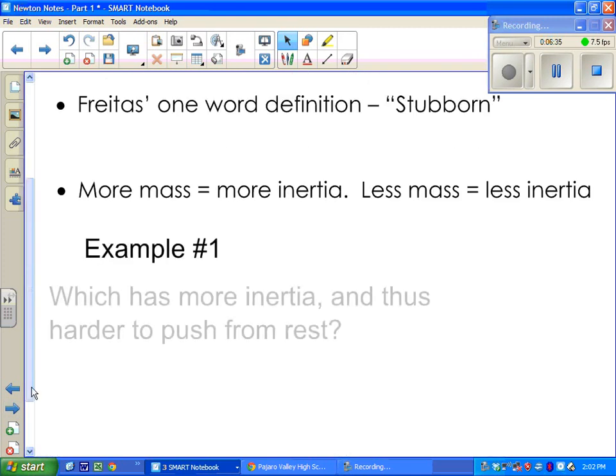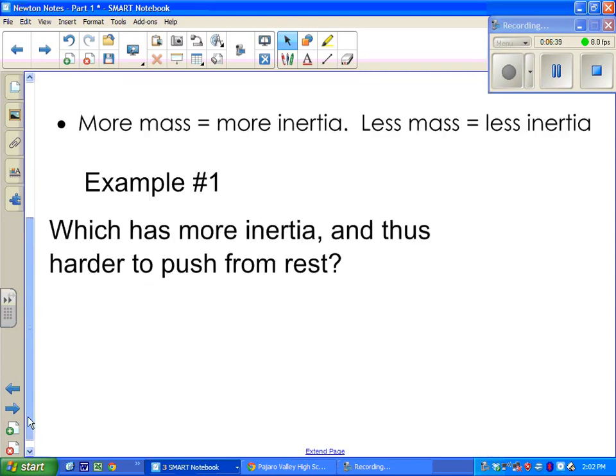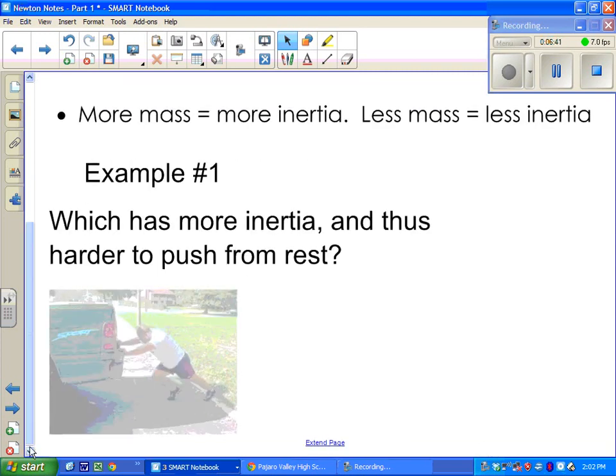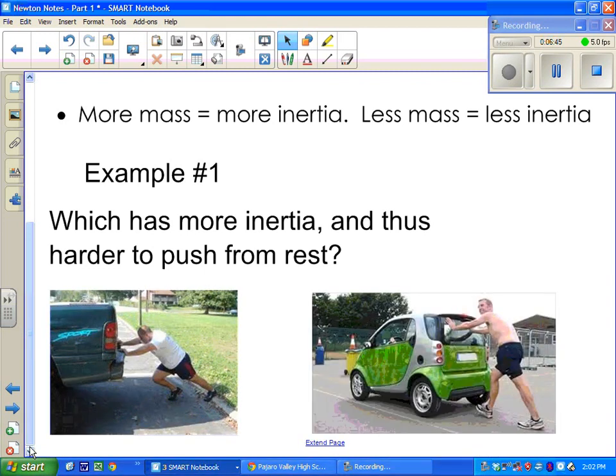So we have an example here. It says which has more inertia and is harder to push. We have a picture of a truck and a picture of this strange topless guy pushing a smart car. And the answer is the truck. The truck has more mass, it has more inertia, it is more lazy, it's harder to push, it doesn't want to move. We also said the opposite could happen.